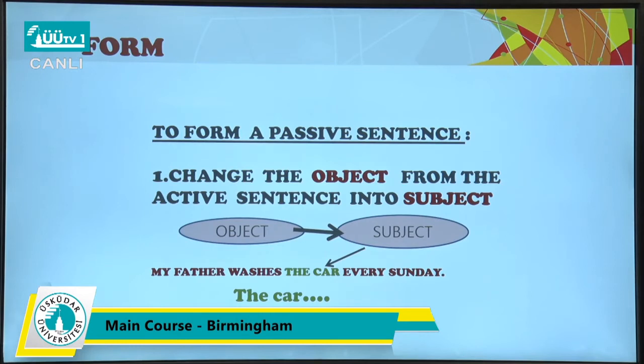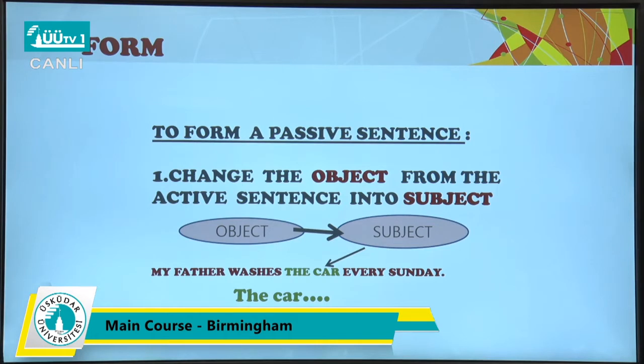So look at this picture. Now you're going to see how you can form an active sentence to a passive sentence. Change the object from the active sentence into subject. My father washes the car every day. This is an active sentence. My father is the subject, washes is the verb, and the car is object. The car is receiving an action, which is like washing.